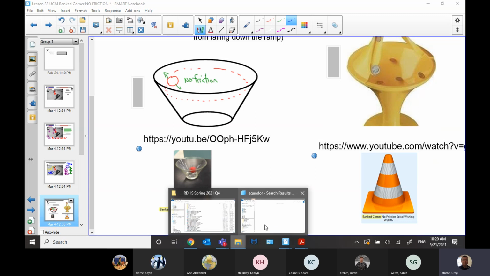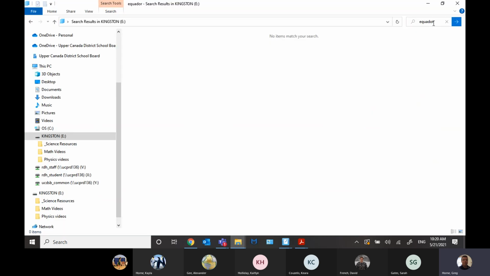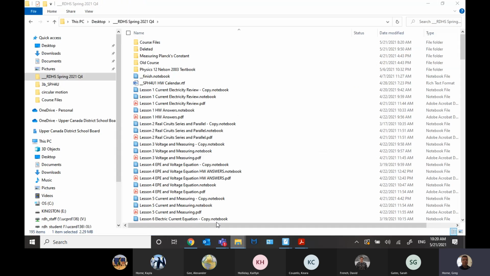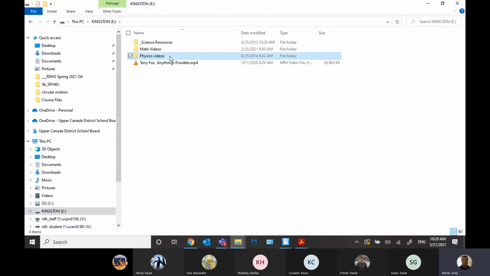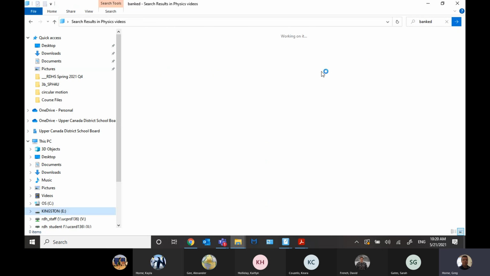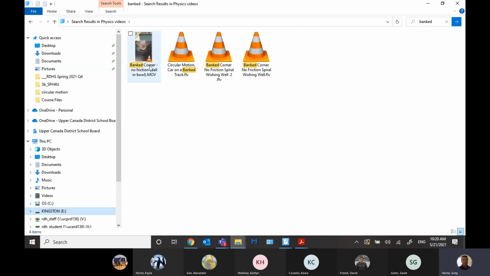So to help visualize this, if you're not already visualizing it well, I have this ball and bowl in 124 that I've always shown. Let me just get that running here. It's banked corner, Kingston physics videos, banked corner. Banked corner, no friction. So this is what we're talking about. Give it a minute here.